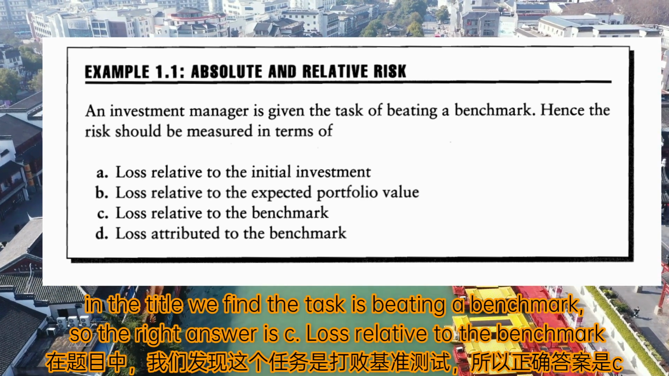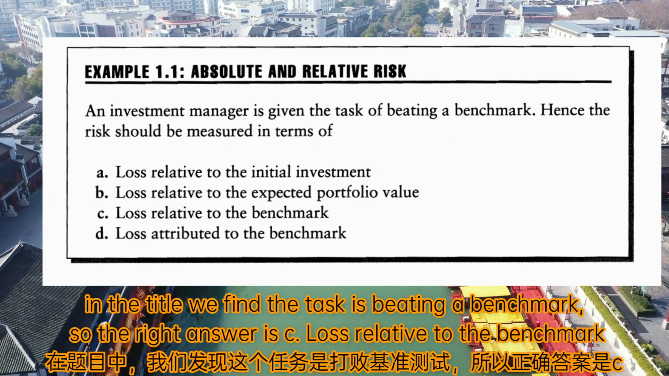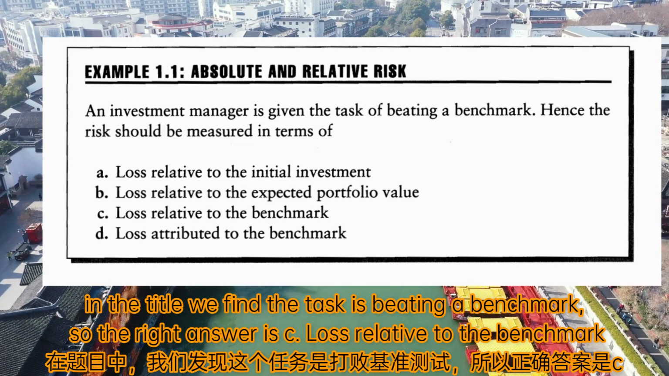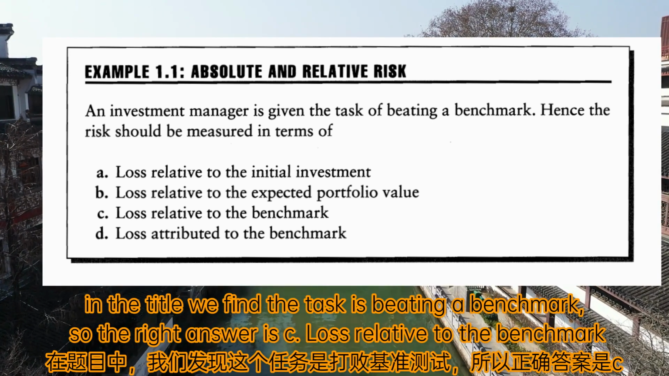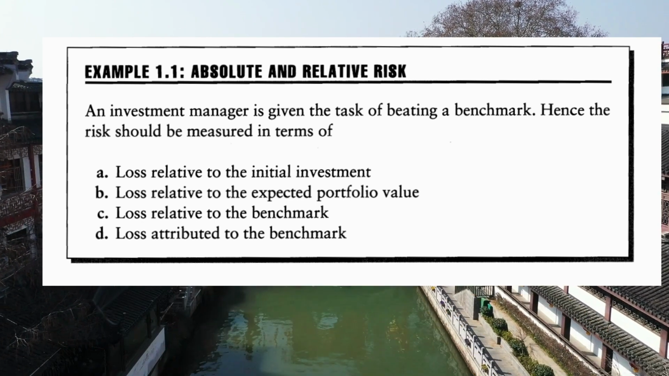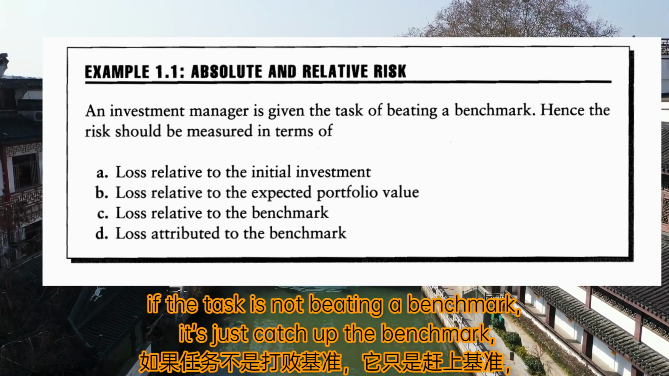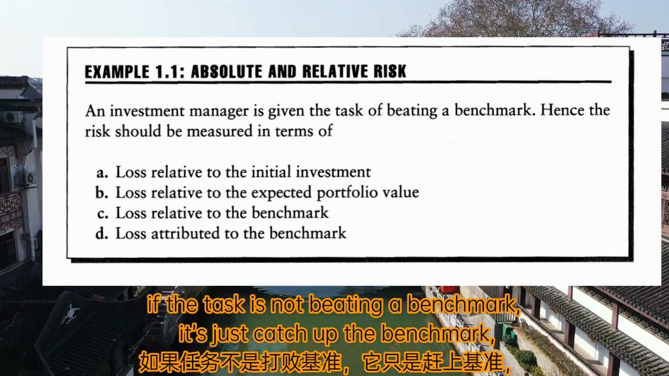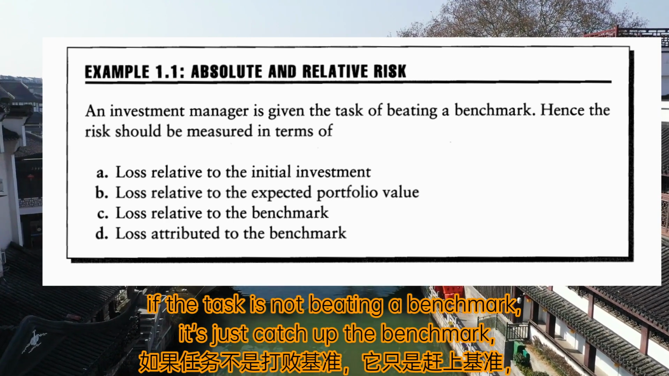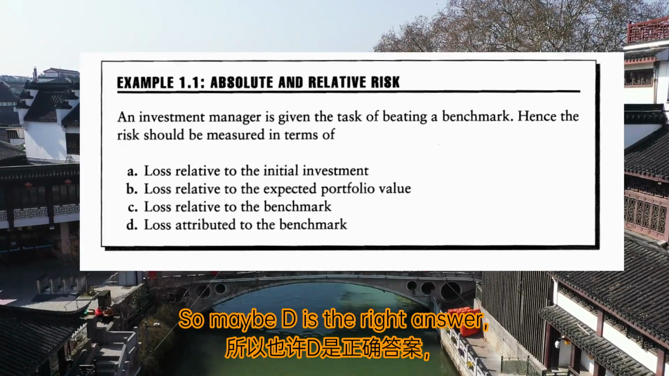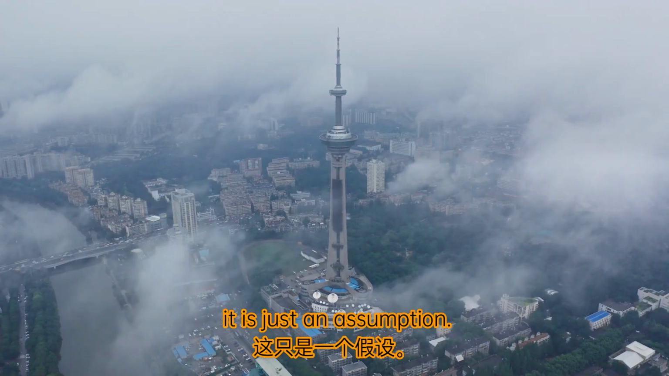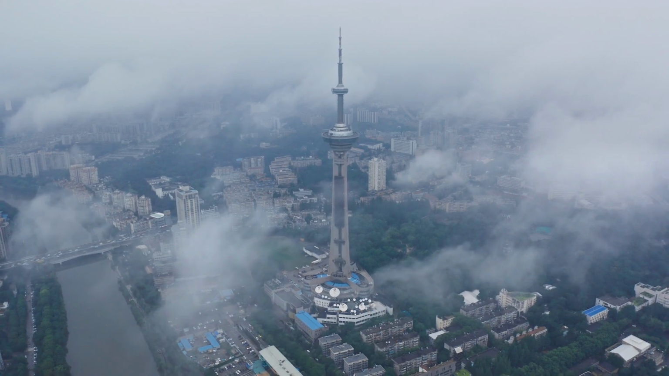In the title, we find the task is beating a benchmark. So the right answer is C, loss relative to the benchmark. If the task is not beating a benchmark, it's just catching up to the benchmark, so maybe D is the right answer. It's just an assumption.